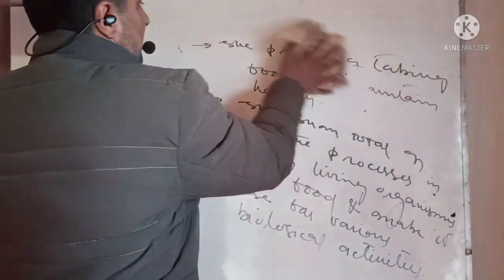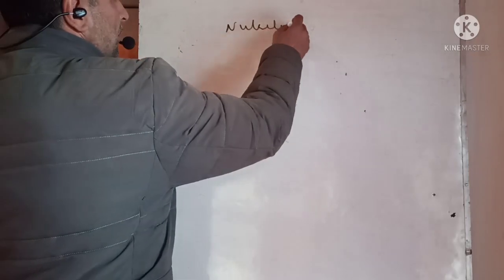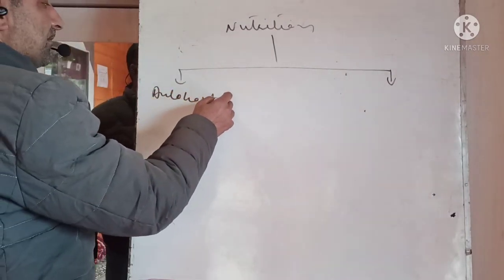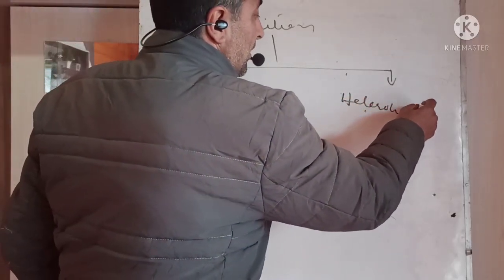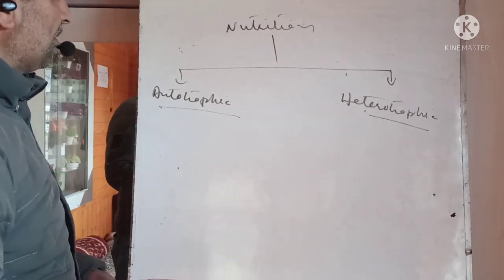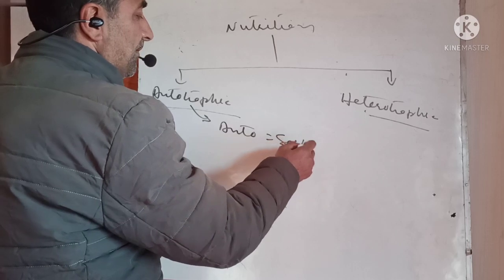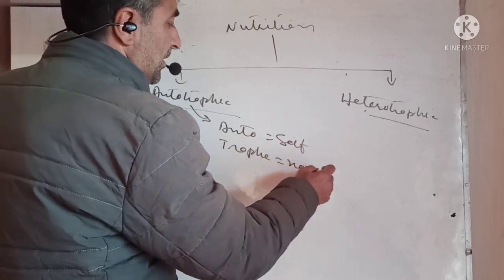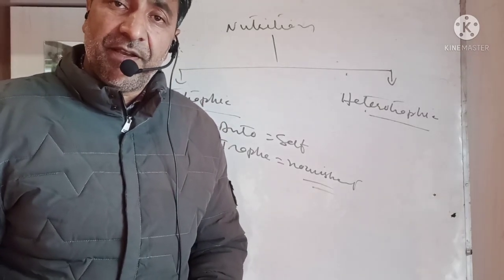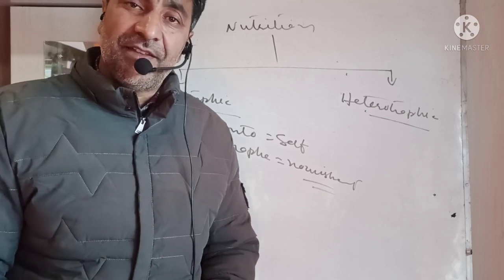Now, so far as nutrition is concerned, it is broadly divided into two types: autotrophic nutrition and heterotrophic nutrition. Today we will discuss the autotrophic mode of nutrition. Now what is the autotrophic mode of nutrition? As the name indicates, auto means self and trophic means nourishment. So autotrophic nutrition is defined as the type of nutrition in which organisms prepare their own food themselves from the raw materials utilizing energy.